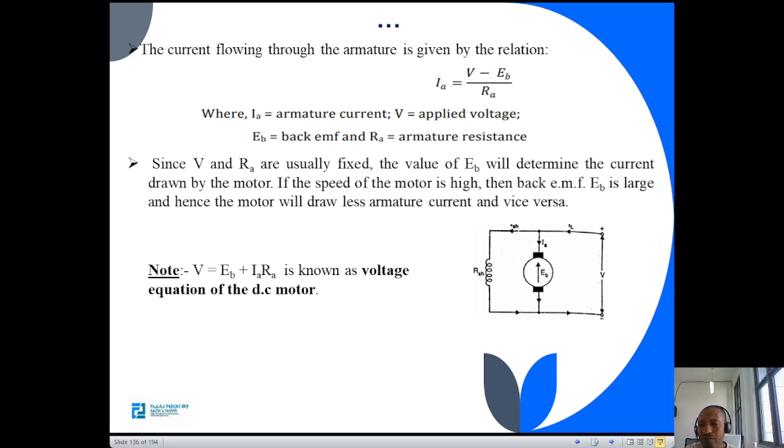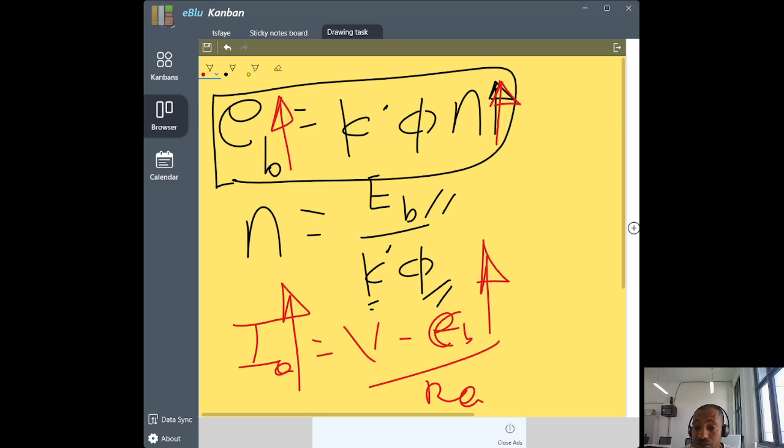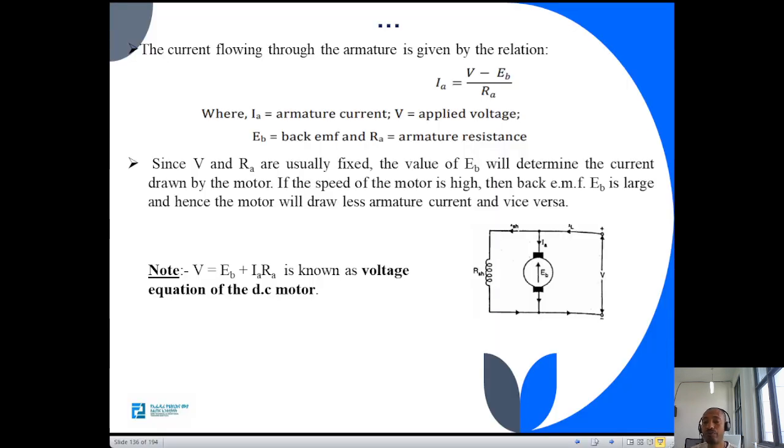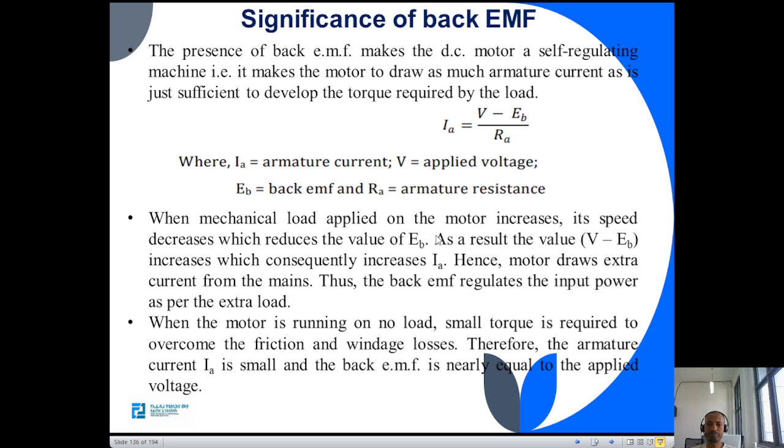Sorry, if this speed increases, EB increases. If EB increases, V minus EB decreases, so armature current is going to decrease, not increase. IA will decrease. IA decrease means the motor will get slowed down.